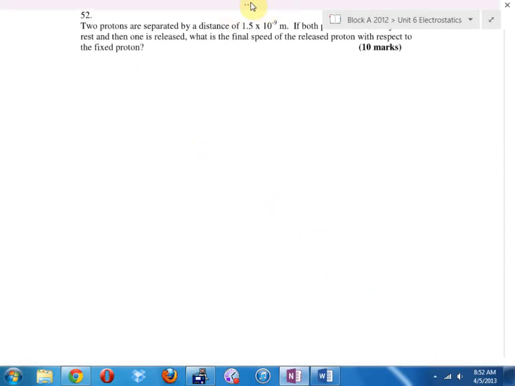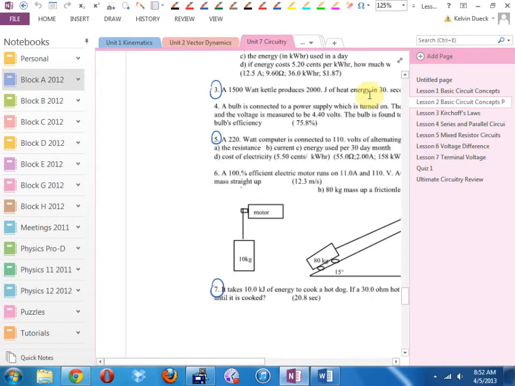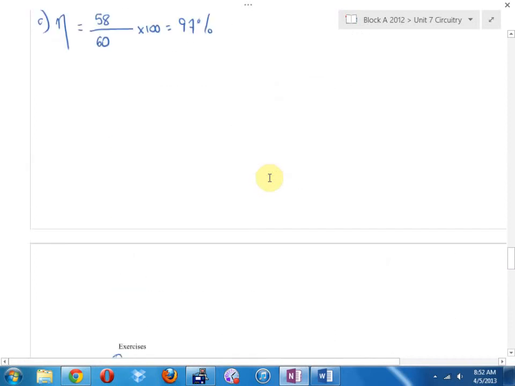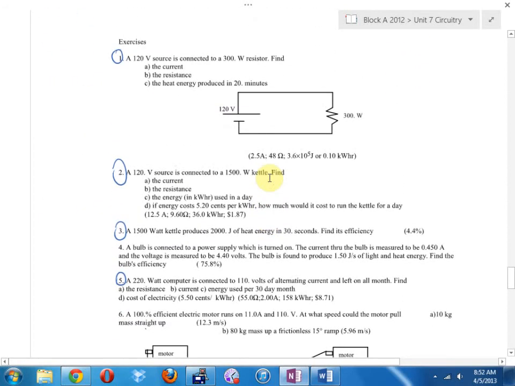So there's your hints. Last day, we looked at basic circuit concepts. Lesson 2. Any questions from the homework you want me to go over? Now is your chance to ask.